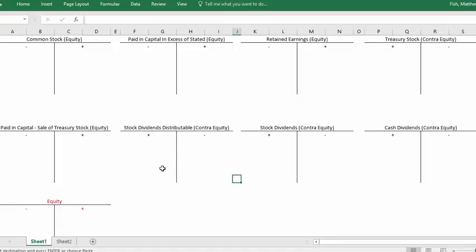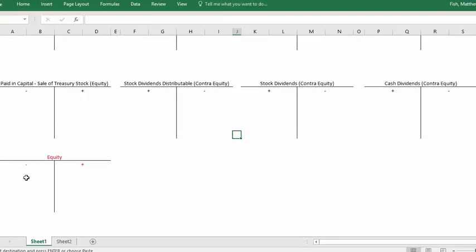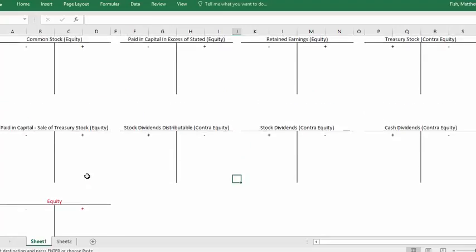A couple things I'll point out real quick. I'm not going to spend much time on this, but I've noted next to each account name whether it's an equity account or a contra equity account, and you'll notice that by the signs where the normal balance is. A normal equity account has a normal balance on the credit side of the account, so all the equity accounts increase on the credit side, and of course a contra equity account will increase on the debit side because it's contrary to the normal rules of the equity accounts.